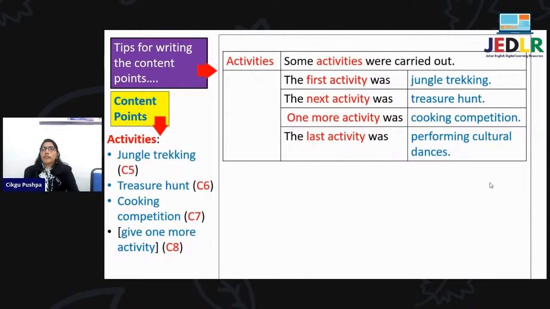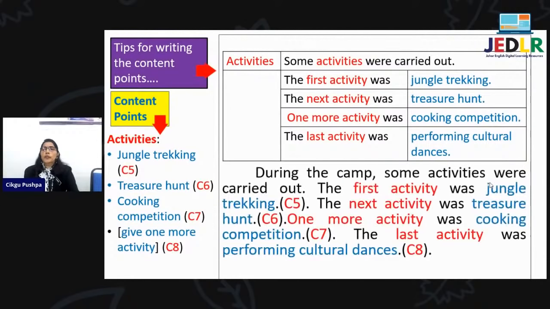Now let's look at the first one. The first activity was jungle trekking. The next activity was treasure hunt. One more activity was cooking competition, and the last activity was performing cultural dances. So you are going to write these sentences in a paragraph form. Here comes your paragraph, and all your 4 points are here, and you are going to get 4 marks here. Okay, so it is actually very easy for you to follow if you could just memorize these language frames.